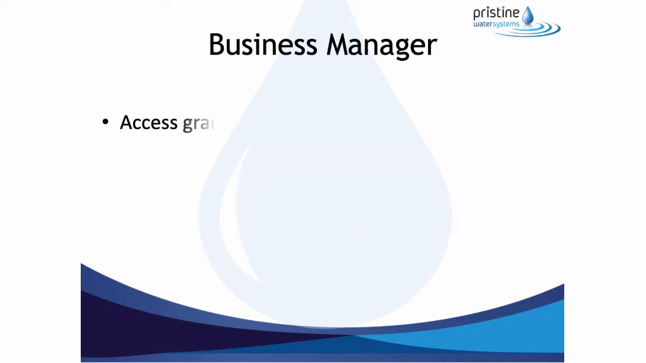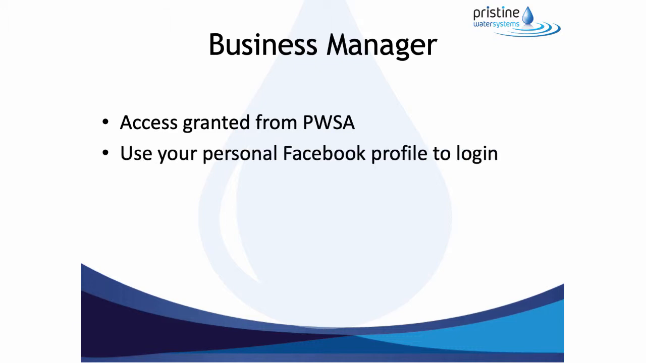To begin with, you need to have access to your Facebook Business Manager. Now, if you don't have so already, you'll need to contact Pristine Water Systems Australia to ensure that you have access to your Pristine Water Systems Facebook page. Once access has been granted, you just need to use your personal Facebook login to log into Business Manager.